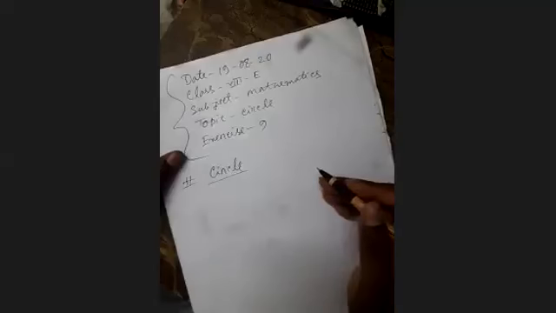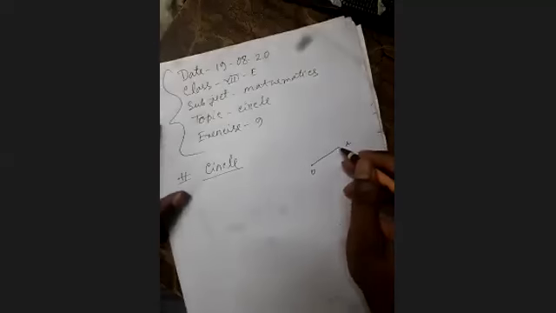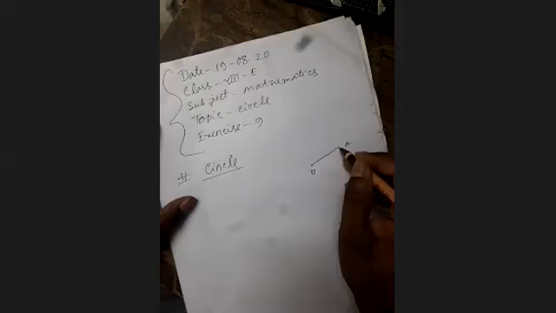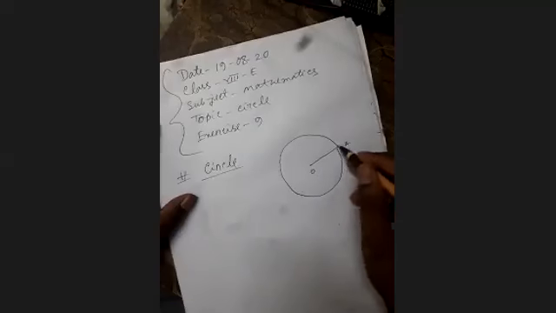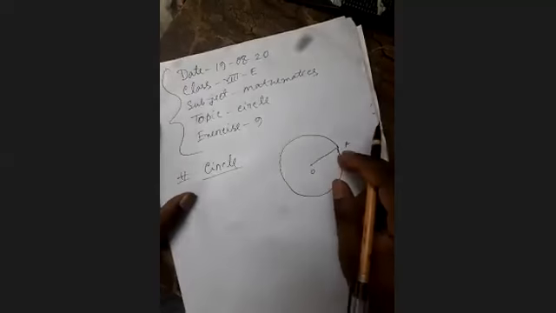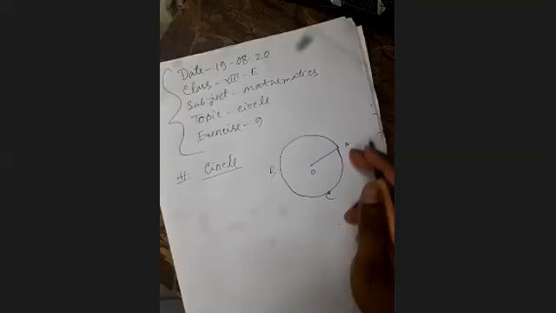A circle is, let there be a fixed point O and a fixed distance. Always maintain a fixed distance, the locus of this point, by moving this point around the fixed point with the fixed distance. Then we have got a curved line like this, ABC. Then ABC is a circle.